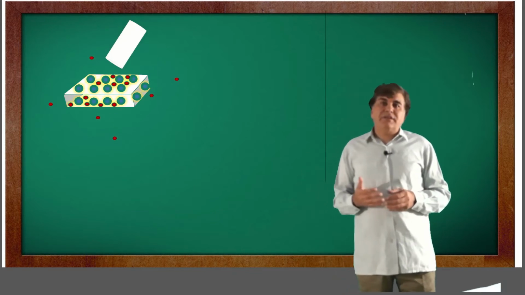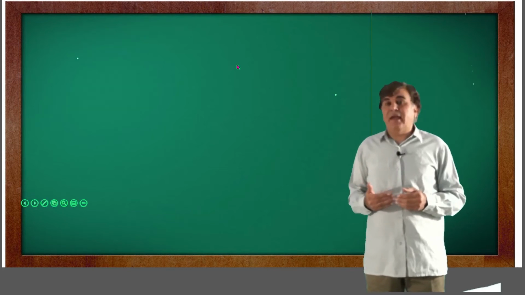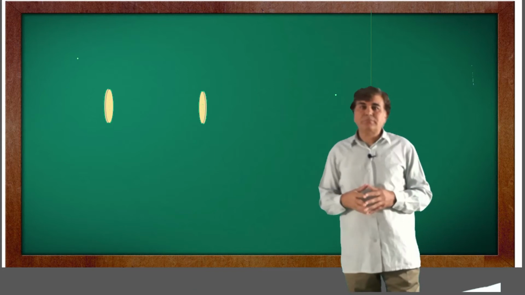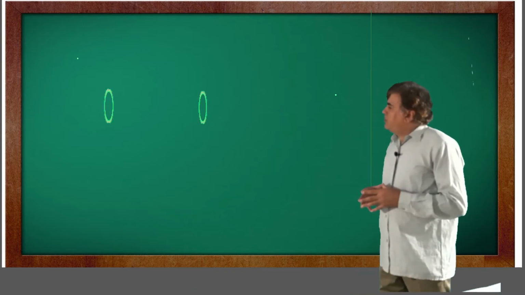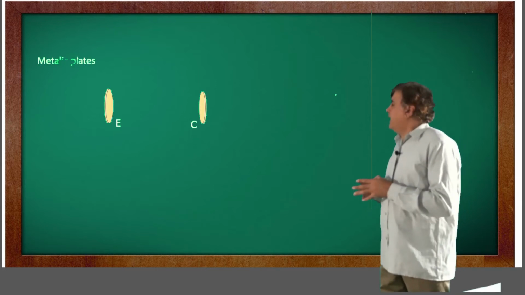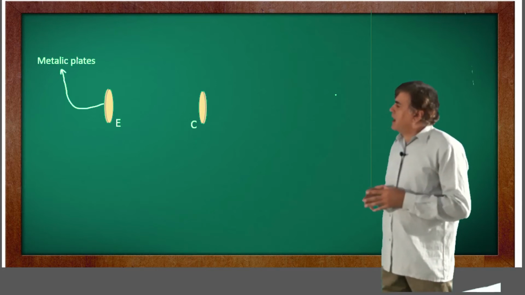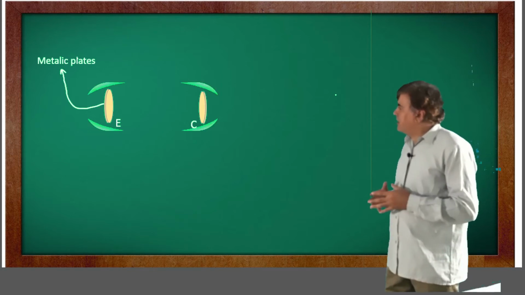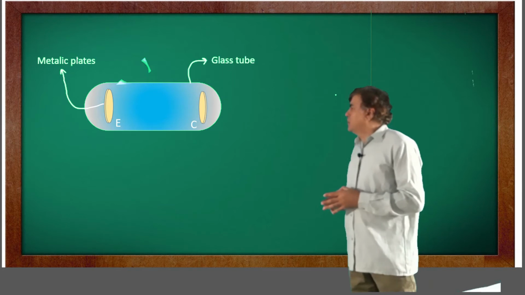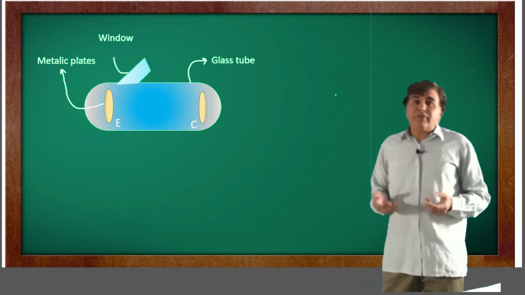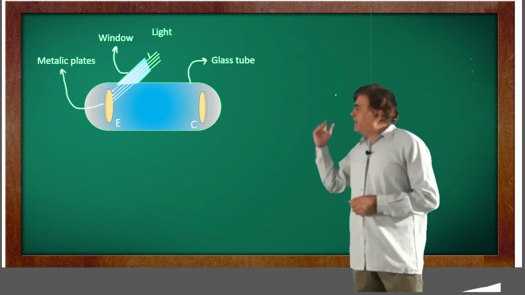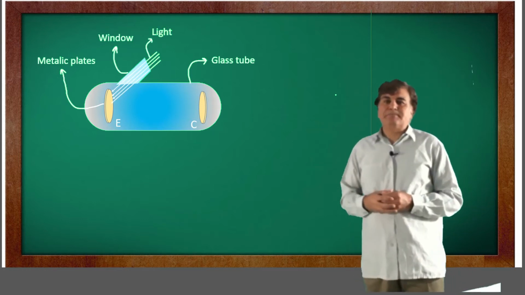The characteristics of the phenomenon are studied with the help of the simple apparatus you see on the screen. Two metallic plates, denoted by C and E, respectively known as emitter and collector, are mounted within an evacuated glass tube fitted with a window. Light of a certain frequency nu is allowed to pass through the window and strike the emitter surface.